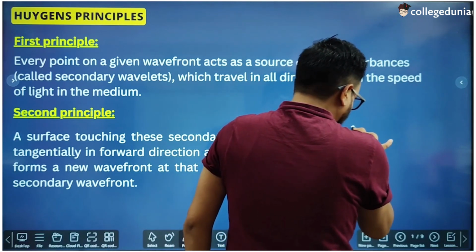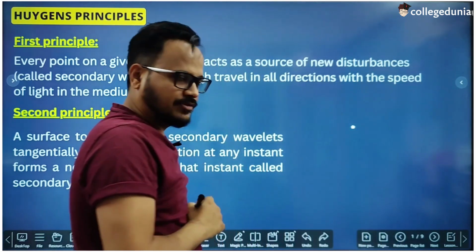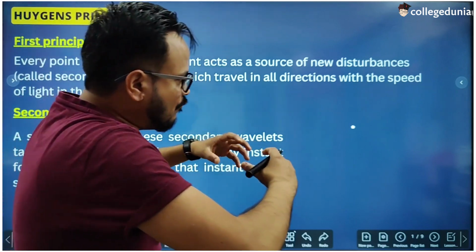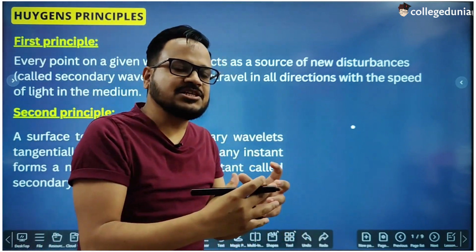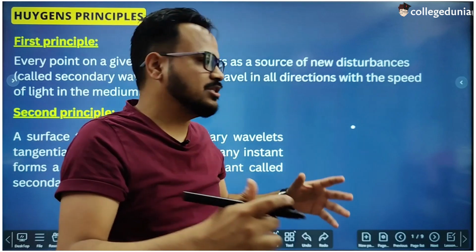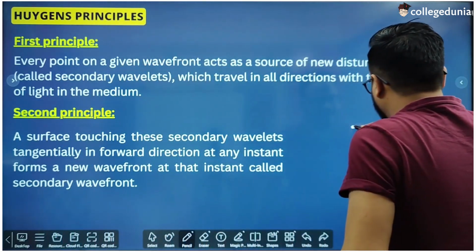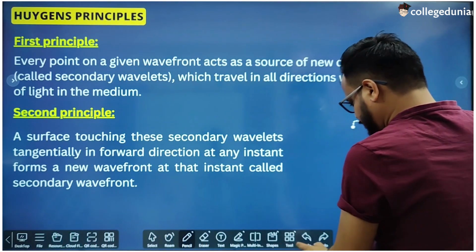Suppose this is a light source, right? And light waves are emerging from this light source in all directions like this. This is one wave.